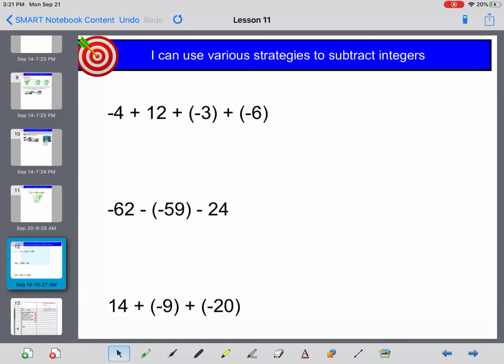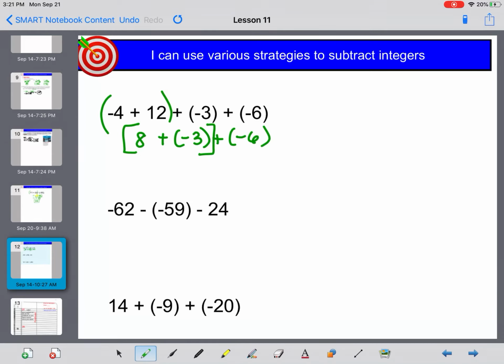All right, so negative 4 plus 12 is 8. Then I'm going to use brackets because we already have parentheses. 8 plus negative 3 is 5. 5 plus negative 6 is negative 1.